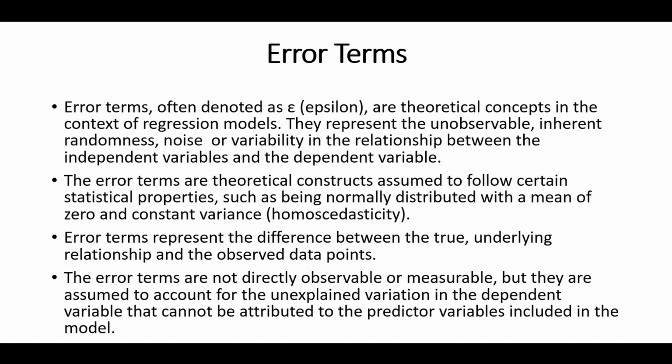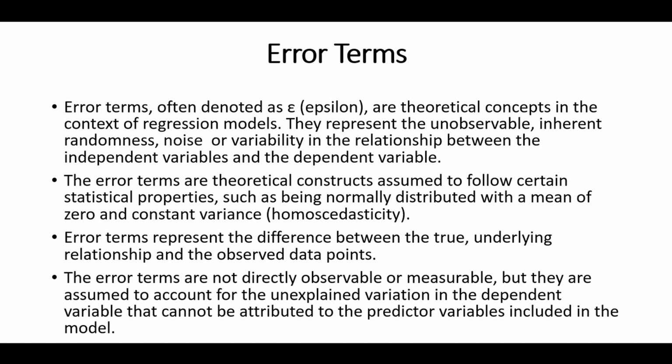And error terms, which are often denoted as epsilon, are theoretical concepts in the context of regression models. They represent the unobservable inherent randomness, noise, or variability in the relationship between the independent variables and the dependent variable. The error terms are theoretical constructs assumed to follow certain statistical properties, such as being normally distributed. Error terms represent the difference between the true underlying relationship and the observed data points.